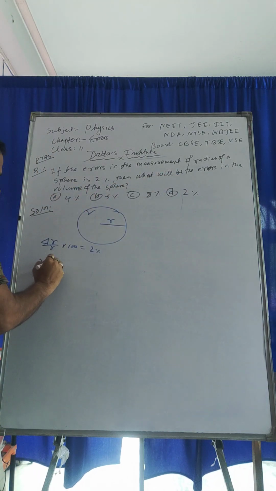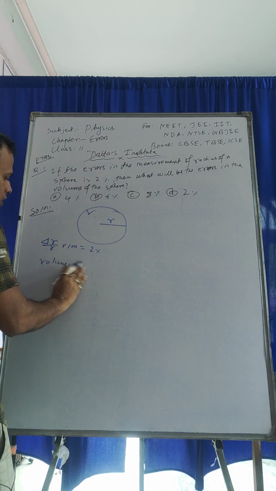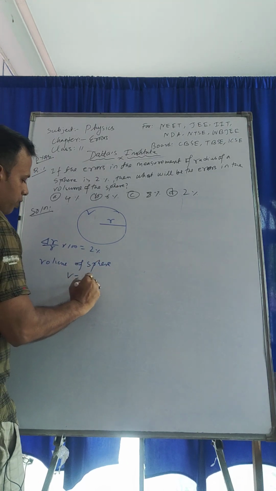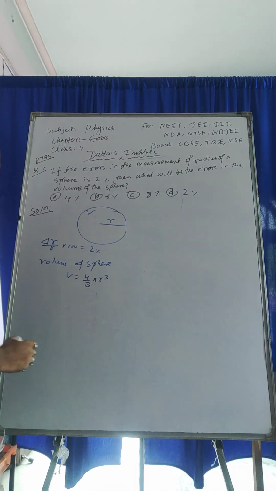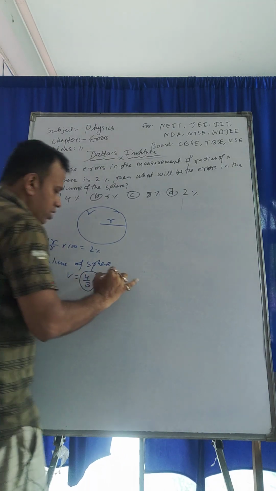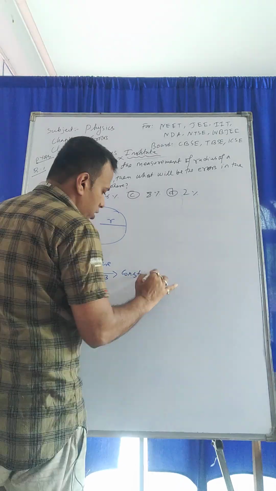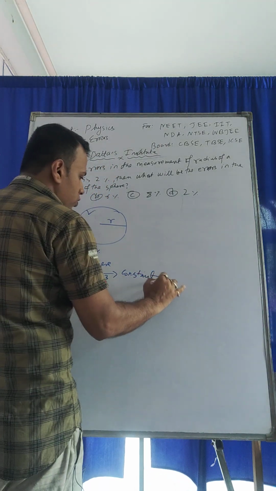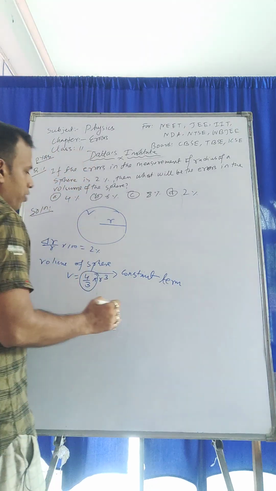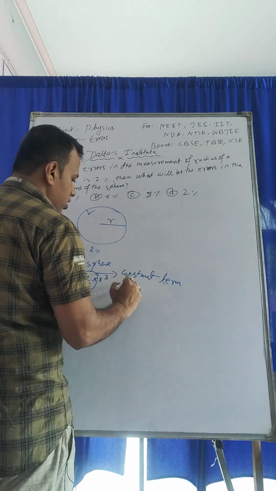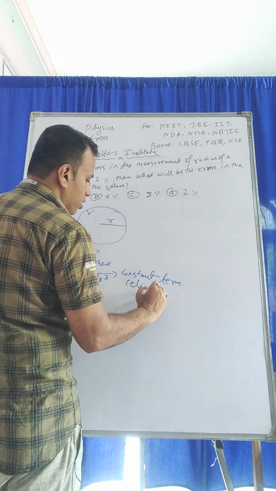So volume of sphere is what? Volume of sphere is nothing but V equal to 4 by 3 pi r cube. Now look at this: 4 by 3 pi is a constant, and this constant will be eliminated in every case when you are measuring errors. Remember this one point to be noted.